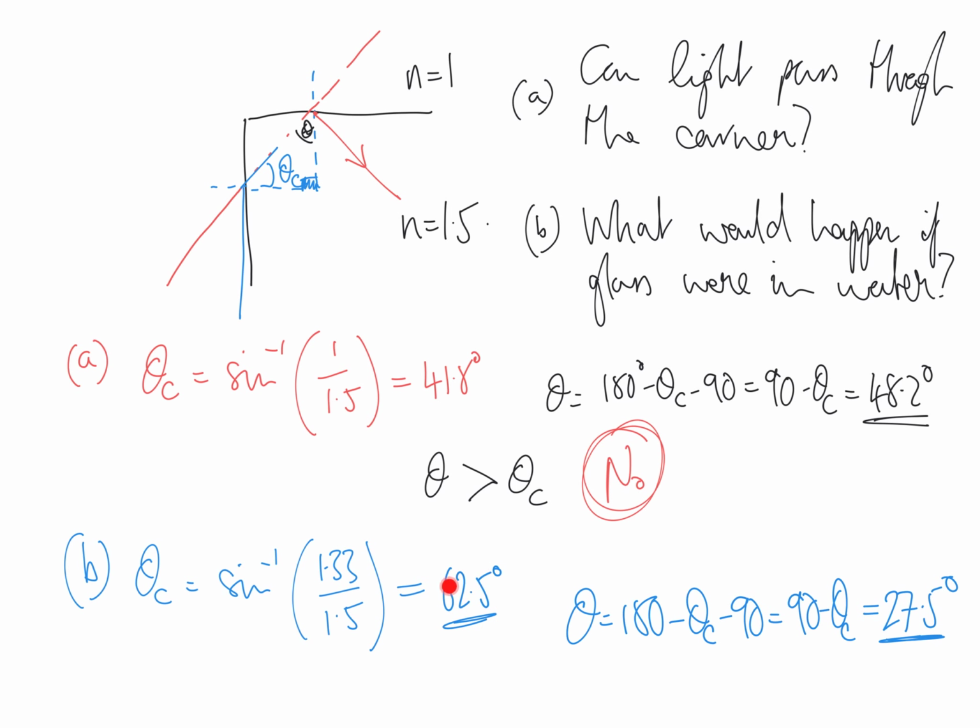And because the critical angle is 62.5, this is well lower. So now it's much less than theta critical, and so therefore, yes, light is able to pass through, though deviated, through the corner of this glass block. Okay, I hope that all made sense.